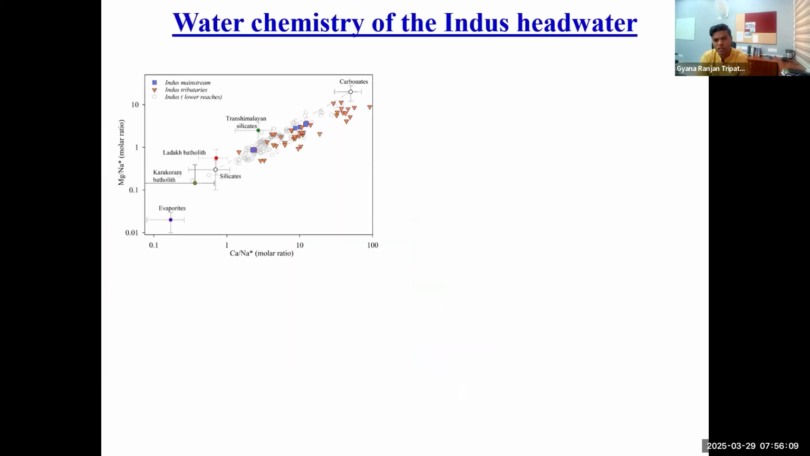So if you see the water chemistry data, if you see the calcium by sodium or magnesium by sodium ratios for the Indus River basin, they can mostly be explained by silicate to carbonate dissolution. So most of the data, whether they are from the Indus tributaries or the Indus mainstream, even the lower reaches, can be accounted for by silicate and carbonate. Now the silicate or carbonate weathering can receive protons both by carbonic acid or sulfuric acid, and we need to understand whether these weatherings, the silicate weathering and carbonate weathering, are happening through carbonic acid or sulfuric acid.